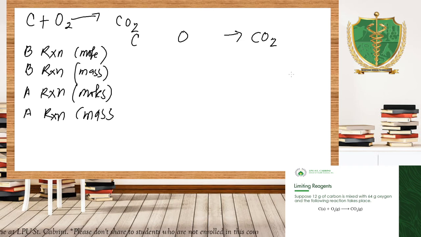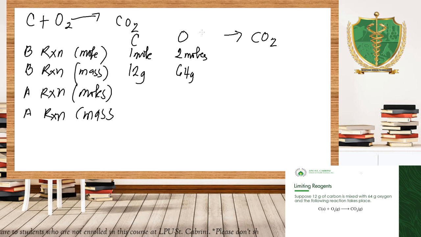So, how much carbon do we have before the reaction? 12 grams. Oxygen is 64 grams. Basically, 12 grams of carbon is equal to 1 mole, right? Kasi 12.01, so that's 0.99 something. When we round it off, that's 1 mole. How about for 64 grams? That's basically 2 moles. So, bakit po, sir, nasabi mo 2 moles? Kasi 1 mole of oxygen is equal to 32, e diatomic siya.